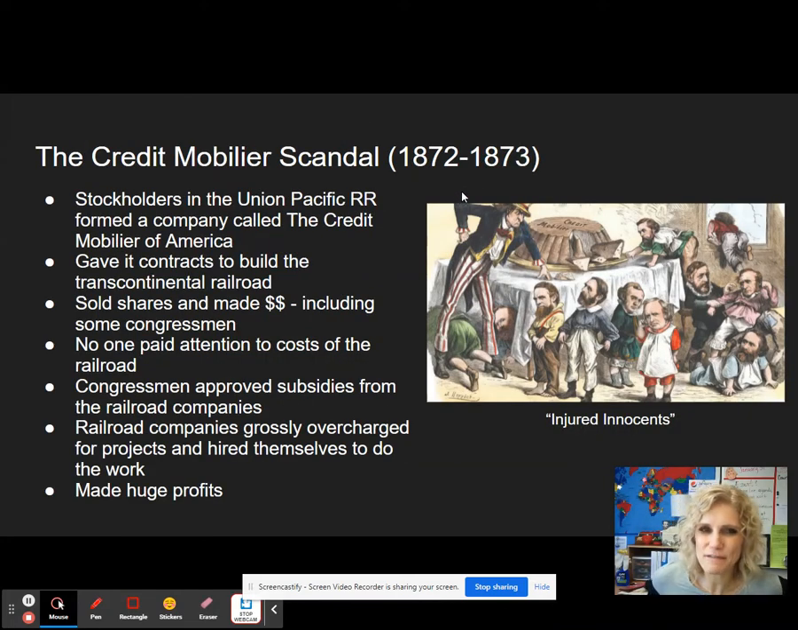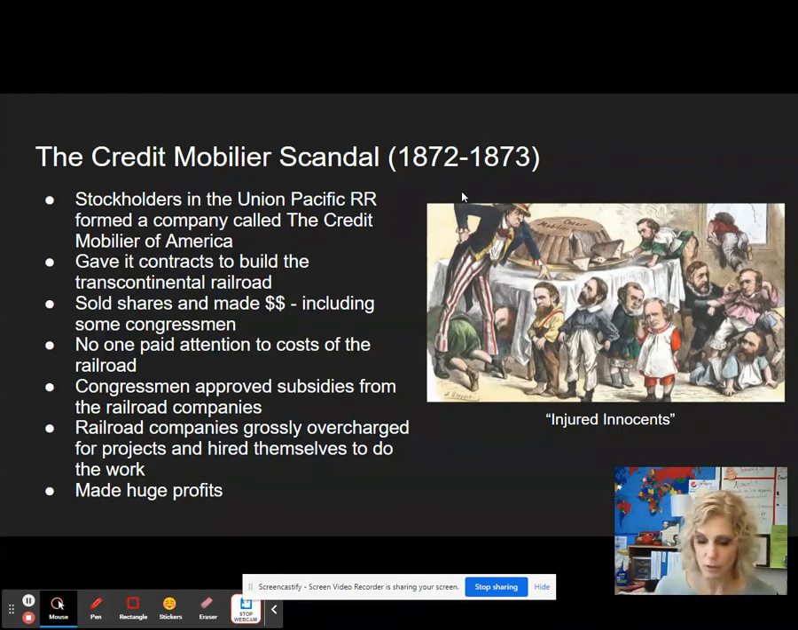So there was a massive scandal between 1872 and 1873, partially because of these subsidies that were going on with the railroad companies. It was called the Credit Mobilier scandal. So basically, the land had been given, and the railroad companies were supposedly using this land. But the stockholders in the Union Pacific Railroad formed a company called the Credit Mobilier of America, and it was given contracts to build the Transcontinental Railroad.